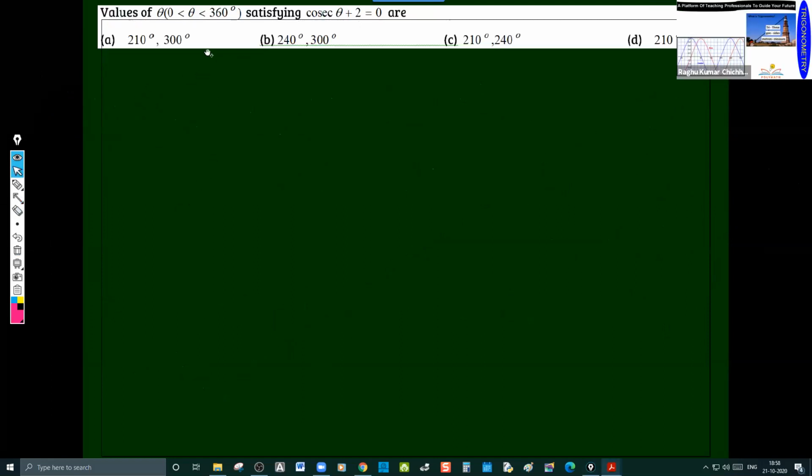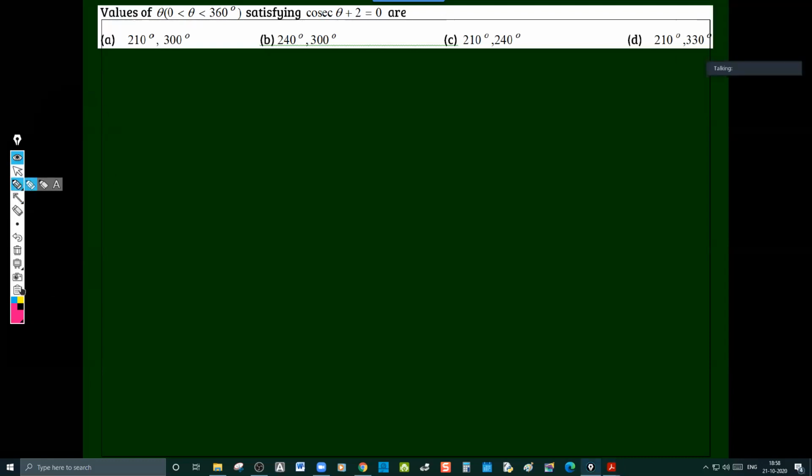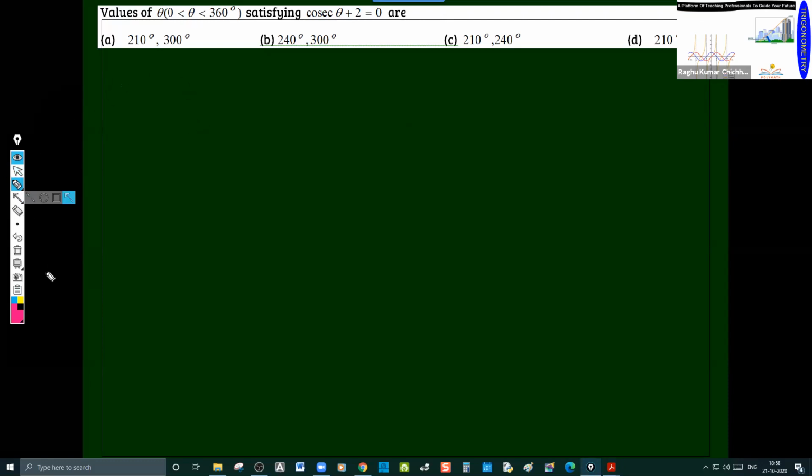Now coming to this, please. This is also a good problem, but it comes under trigonometric equations. Further, we are left with trigonometric equations. We'll be doing that. But now, you tell me, what is the answer for this? Because theta is lying between 0 and 360, that means we need the values in the first cycle.